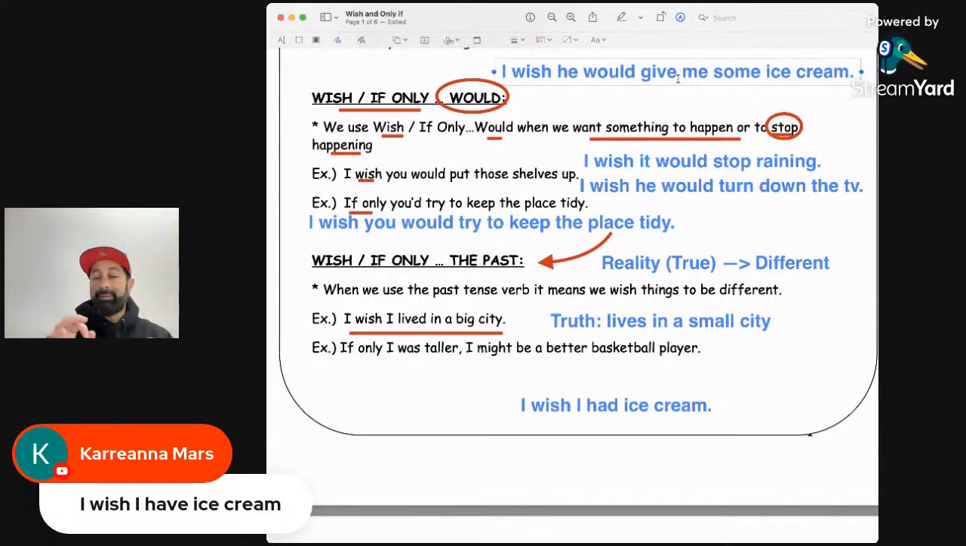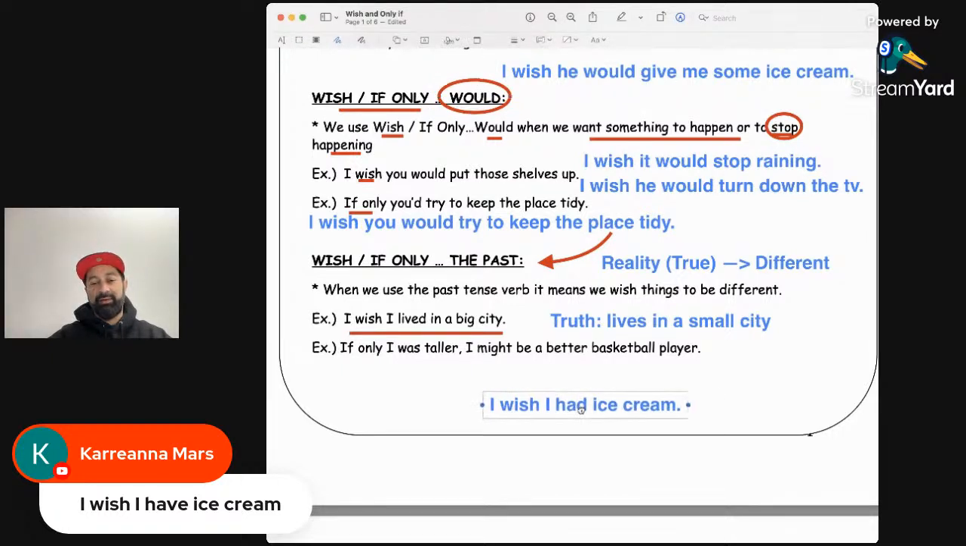Okay, so they're a little bit different. One is you want something to happen, right? So let's imagine, Karina, you and I were at lunch and we're sitting at the table in the restaurant. I've got some ice cream. You don't. You wish I would give you the ice cream. So we would use this top one.